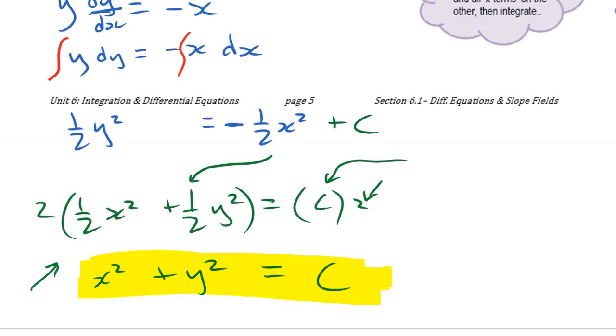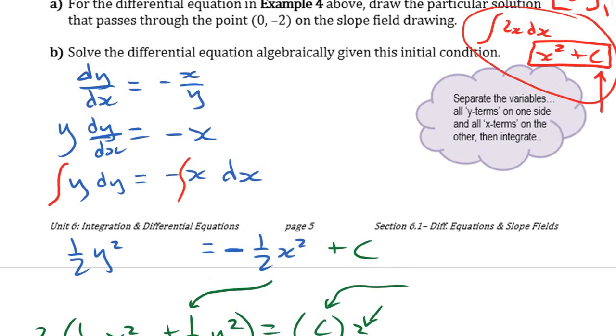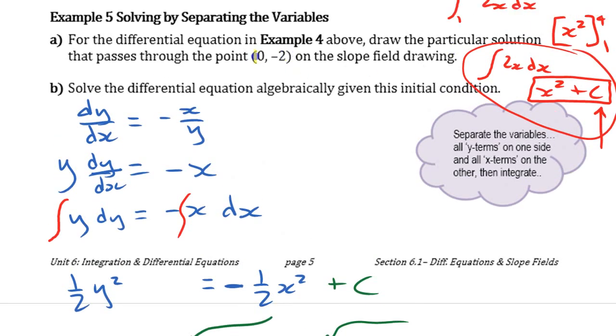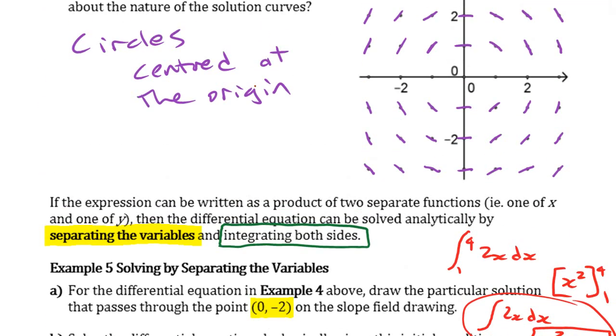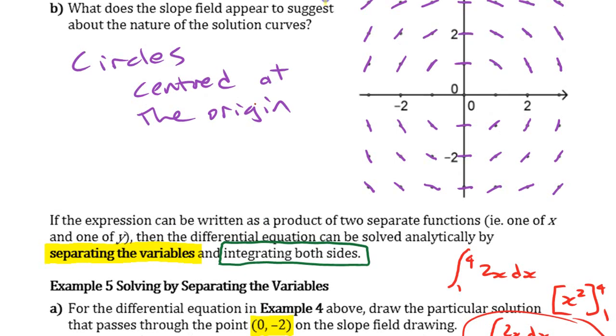If you wanted to solve it with some initial condition, which I think, did I give you an initial condition up there? I did, right? If you want to solve it with this initial condition, let's go back to the slope field before we do it algebraically. The solution that passes through 0, negative 2, this point right here, what is that going to be? The solution that passes through 0, negative 2?